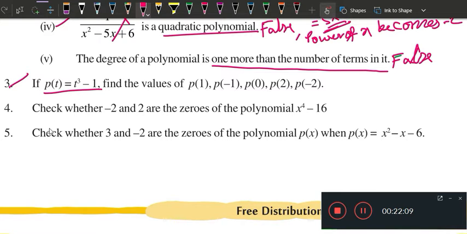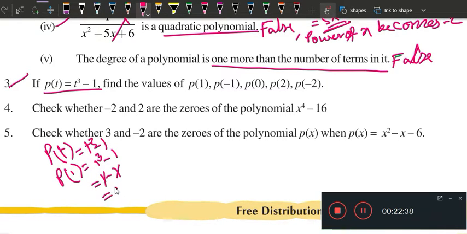We have to find the value of P. This is P of t, the given polynomial t cube minus 1. Children, we have to find the value of P of 1. P of 1 means substitute t equal to 1, that's all. So P of 1 is equal to 1 cube minus 1, that is 1 minus 1, which is 0. So P of 1 is equal to 0.